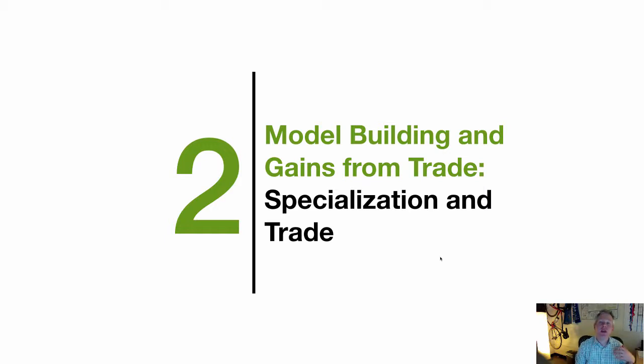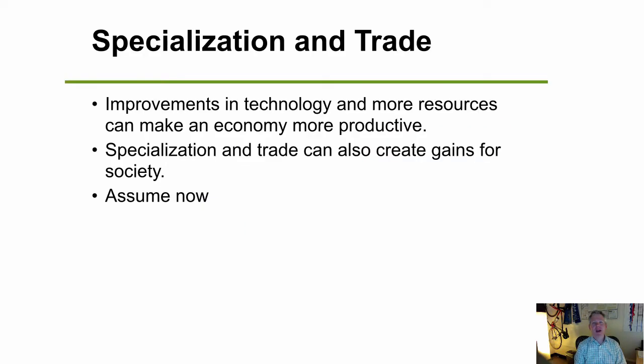Okay, welcome to the fourth screencast for Chapter 2. In this screencast, we're going to be continuing our look at the production possibilities frontier, and we're going to look at specialization and gains from trade. We're going to take a little detour from the production possibilities frontier at the very beginning, but then we're going to come right back to it at the end.